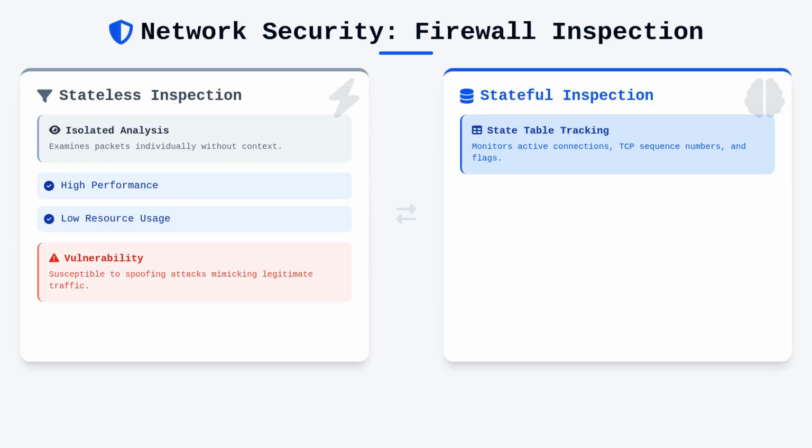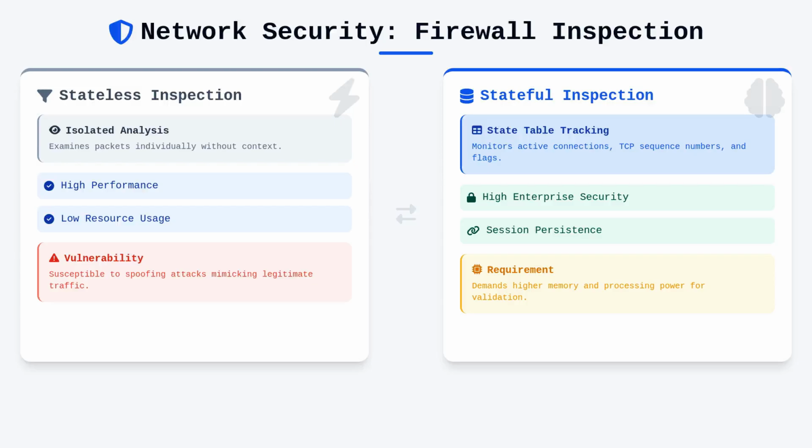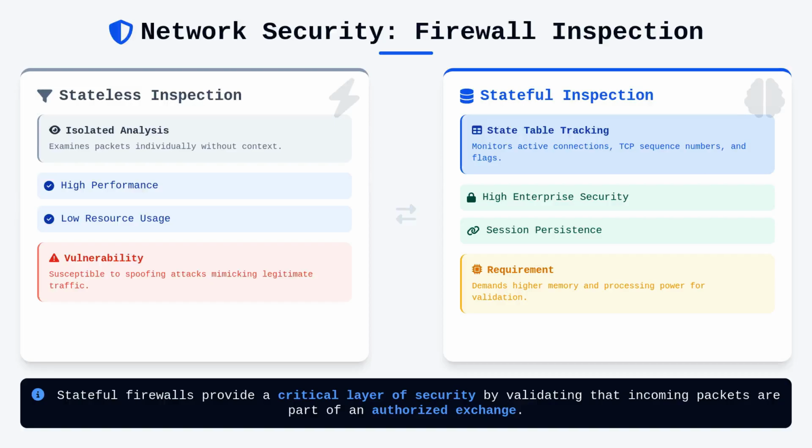In contrast, a stateful inspection firewall tracks the state of active connections by recording information in a state table, such as TCP sequence numbers or connection flags. By validating that incoming packets are part of an ongoing, authorized exchange, the firewall ensures that malicious actors cannot easily bypass rules by simply crafting unauthorized, unsolicited responses. This architectural choice necessitates more memory and processing power, yet provides a significantly higher layer of security for modern enterprise environments where session persistence is essential.